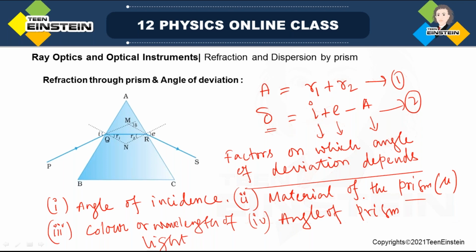Okay, you have to remember these points because sometimes, in a competitive exam or the board exam, there will be a multiple choice type question based on this information. So the factors on which the angle of deviation depends are angle of incidence, angle of prism, material of the prism or refractive index of the material of the prism, and color or wavelength of the light. Okay, so these are the parameters on which angle of deviation depends.